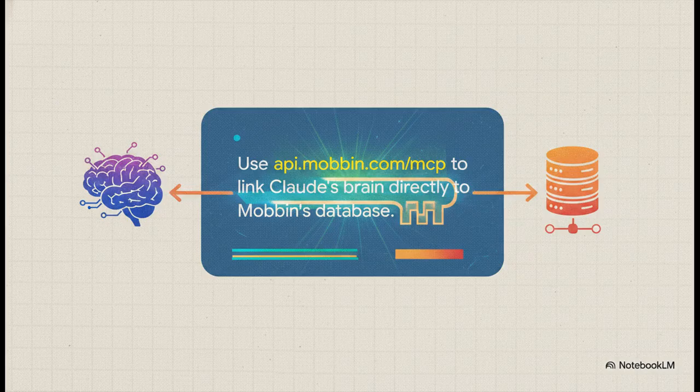Just so you have it handy, the exact server URL you need to type in for step 3 is api.mobin.com/MCP. That right there is the magic key, unlocking Claude's brain and connecting it straight to Mobin's database.